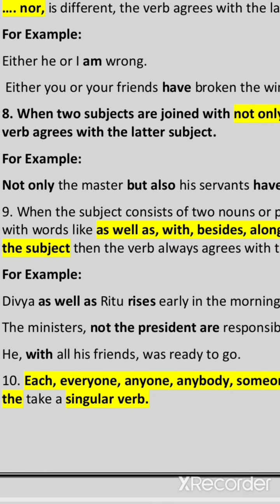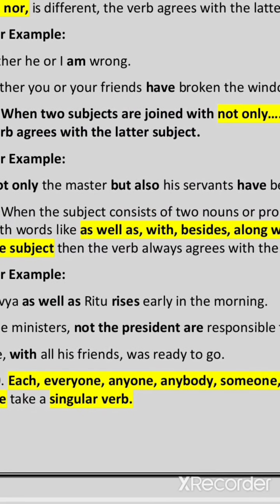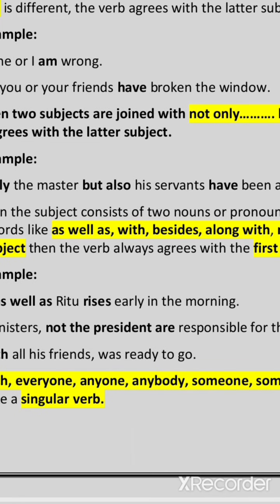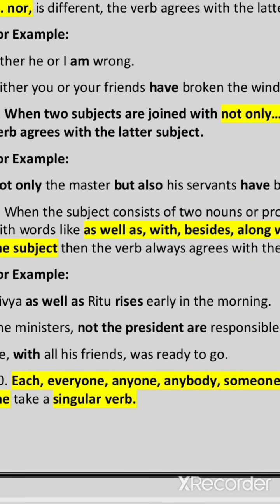Look at the example. Divya as well as Ritu rises early in the morning. Now here the first subject is singular, Divya. According to Divya we have used rises, that is a singular verb. The ministers, not the president, are responsible for the crisis. Here president is singular, but our first subject was ministers. So according to ministers we have used the verb are.